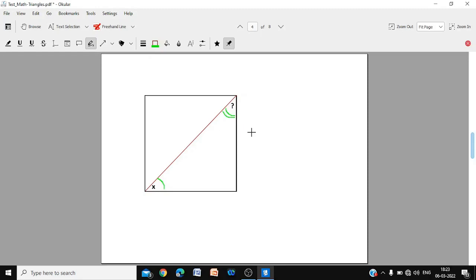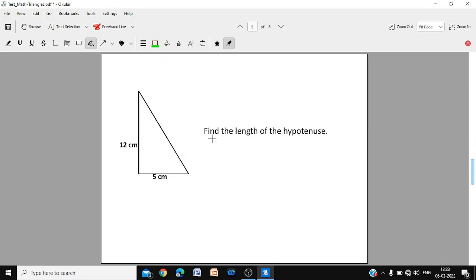Next question. Find the length of the hypotenuse of this right angle triangle. This is 12 and this is 5. So what is the length of the hypotenuse? 12 centimeter altitude, 5 centimeter base. What is the length of the hypotenuse?